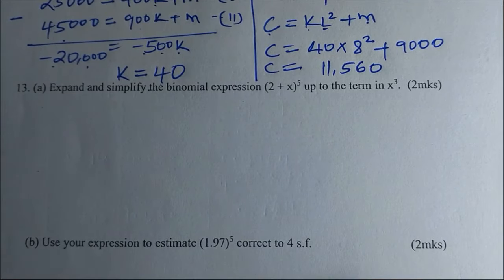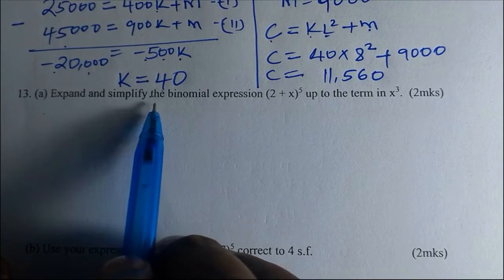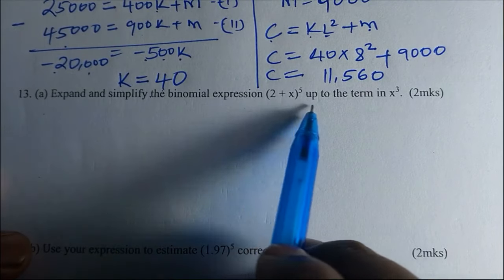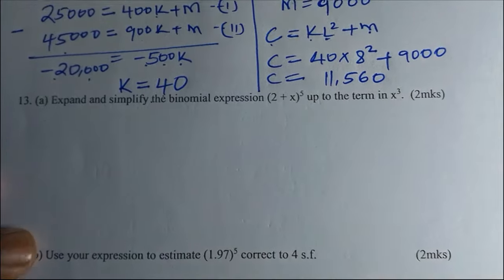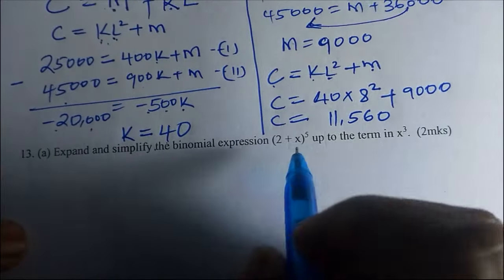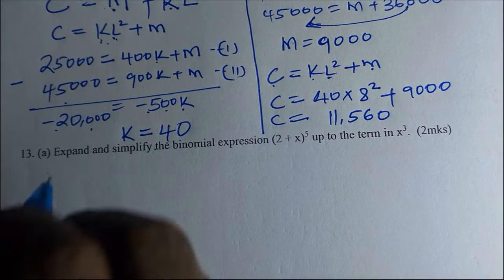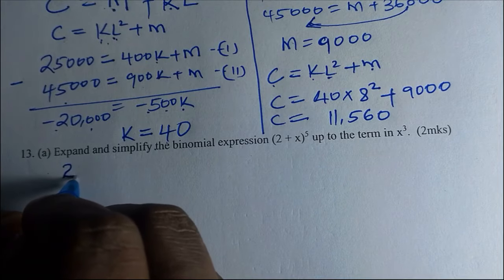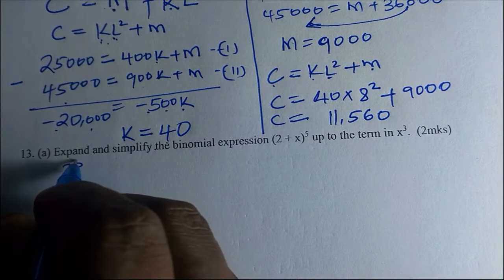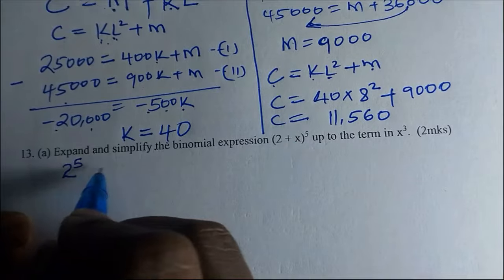Expand and simplify the binomial expression up to this term. So how do you expand? You start with the first term. You will have 2 raised to this power. Then the second term, x, is going to be raised to power 0.